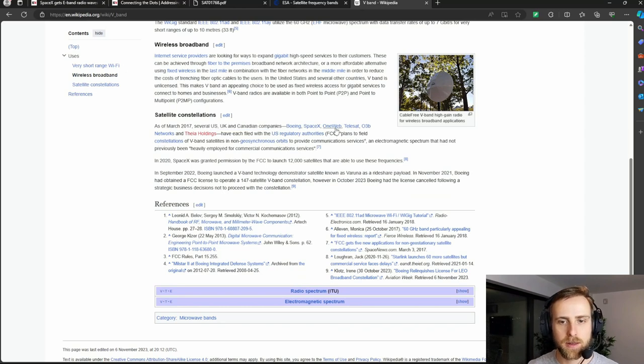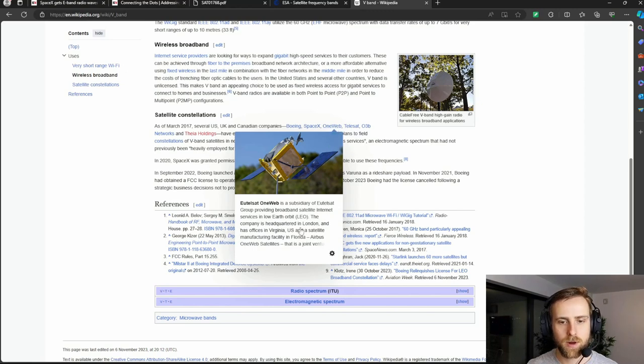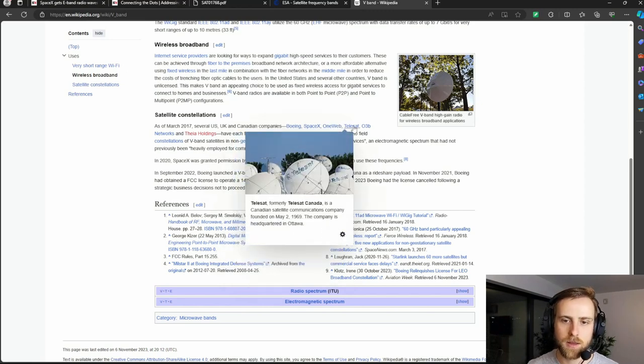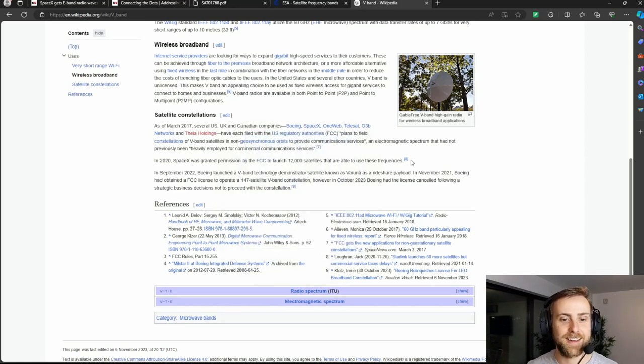Where's the Canadian company in that? I'm curious. OneWeb is European or British. Telesat is Canadian. Go us. Let's go. It was founded in 1969. Dang. Very cool.